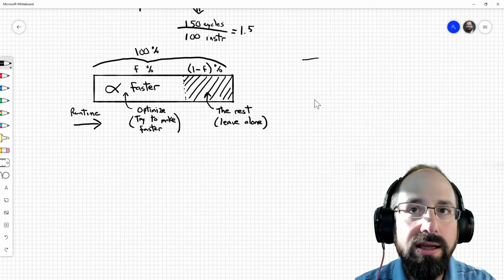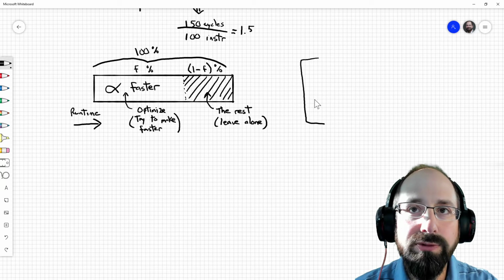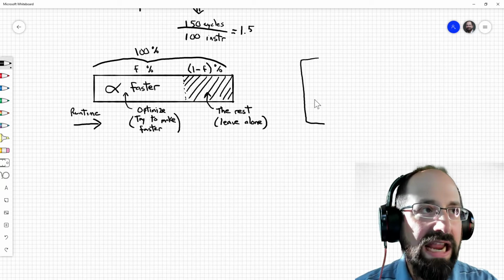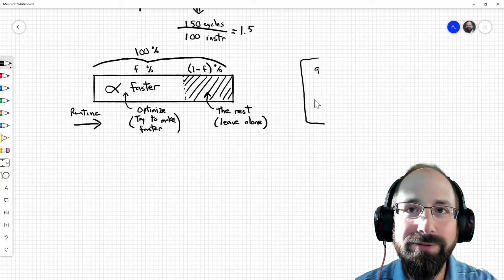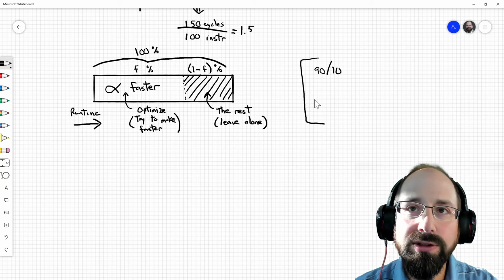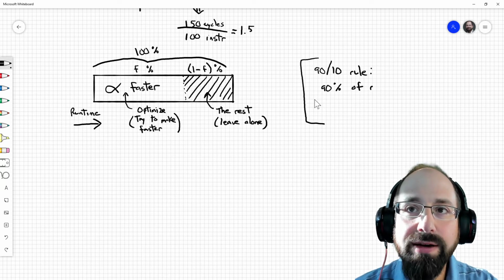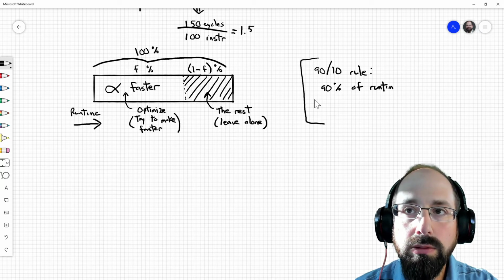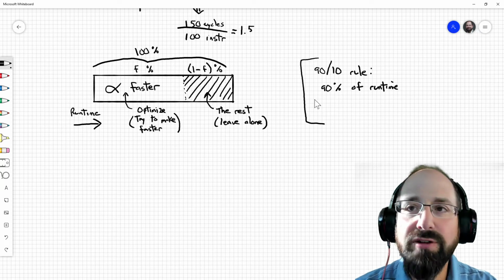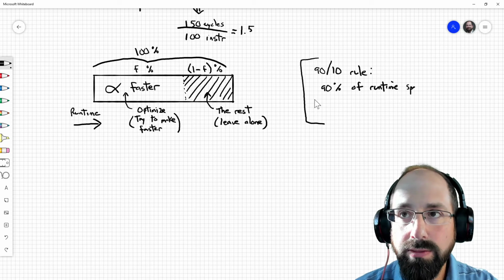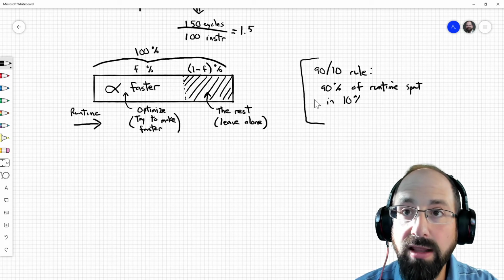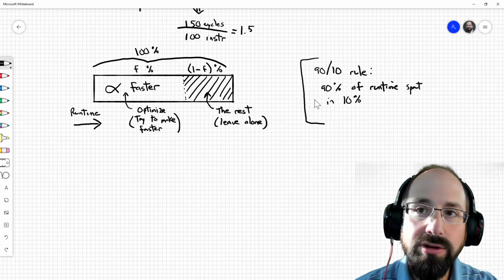In computing, the equivalent rule is also referred to as, I see it referred to as 85-15 and things like that for Pareto, but the 90-10 rule is a very common one you see as a rule of thumb: 90% of our runtime in general, so 90% of that bar, is spent in roughly 10% of that code. And that's referring to either lines of code or static instruction count.